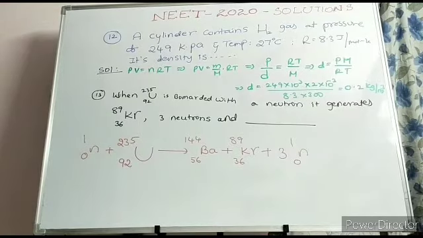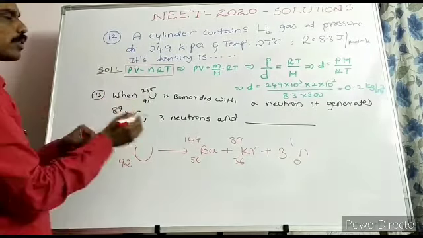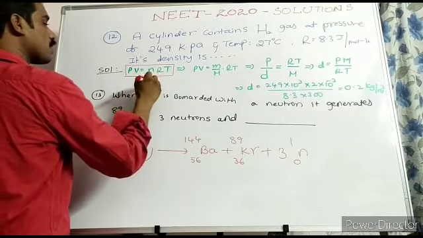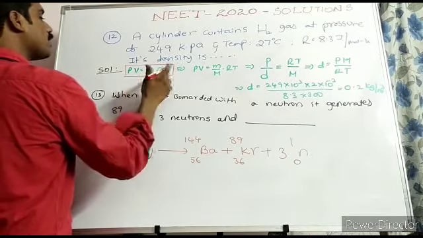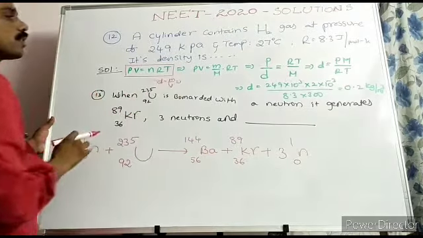Now here we have question number 12. A cylinder contains hydrogen gas at a pressure of 240 kilopascal and temperature 27 degrees Celsius. The universal gas constant is given as R is equal to 8.3 joule per mole Kelvin. We have to find its density. According to the ideal gas equation, PV is equal to nRT, also called the equation of state. And density D is equal to mass by volume.